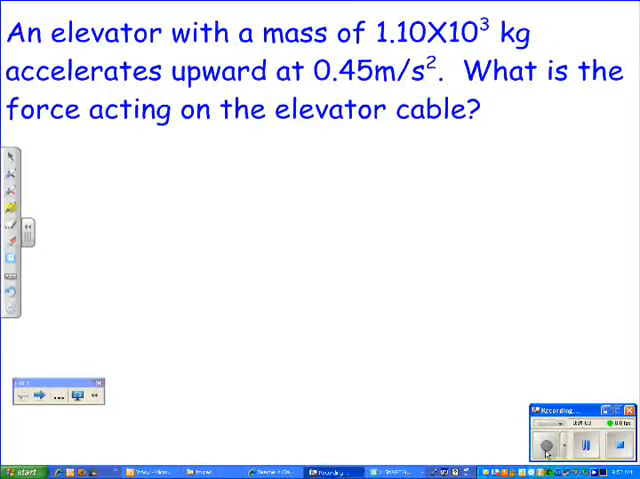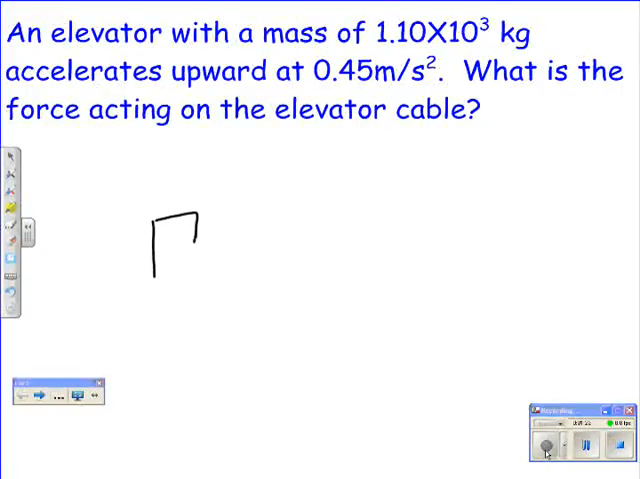In this problem, you've got an elevator with a mass of 1.1 times 10 to the third kilograms that accelerates upwards. What is the force acting on the elevator cable? So what we have to do is look, okay, here's our elevator. It's attached by a cable. What forces are acting on that cable? Or, well, let's look at the elevator. What's acting on the elevator? Gravity. Gravity has to be acting on the elevator.